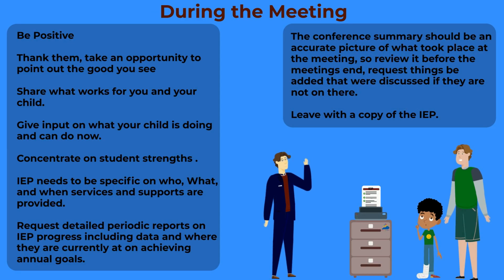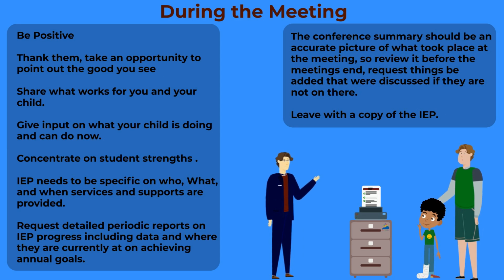Be positive. Thank them. Take an opportunity to point out the good you see. Make sure it works for you and your child. Give input on what your child is doing and can do now. Concentrate on student strengths. The IEP needs to be specific on who, what, and when services and supports are provided. Request detailed periodic reports on IEP progress, including data and where they are currently at on achieving the annual goals.